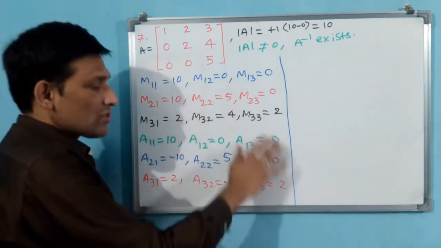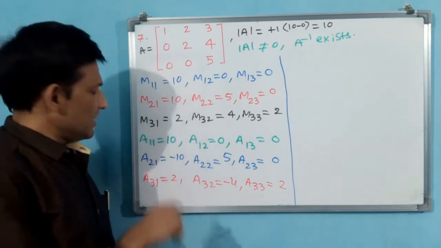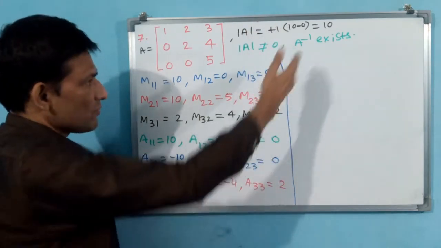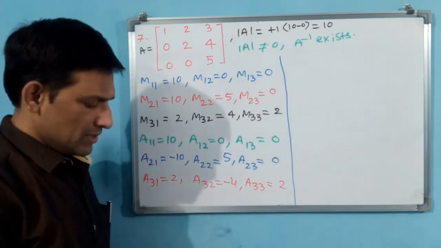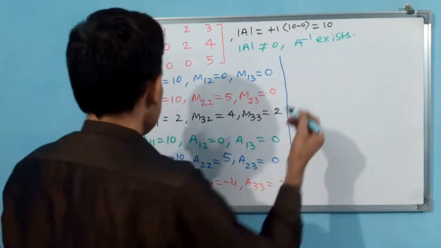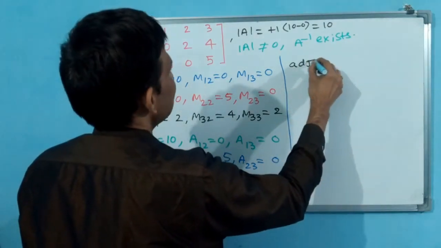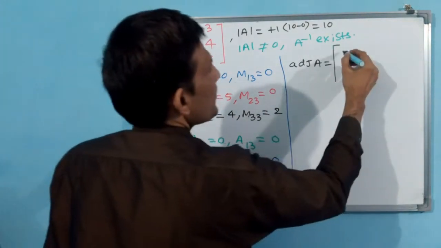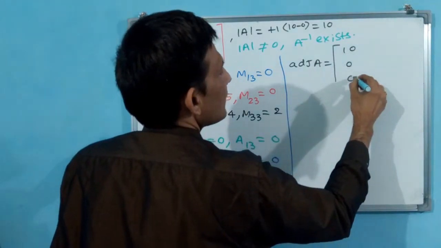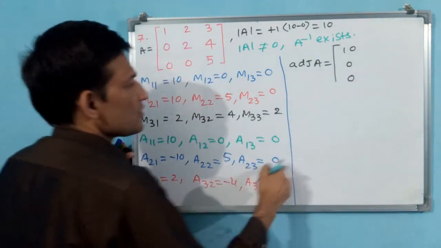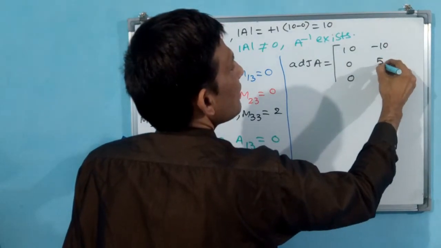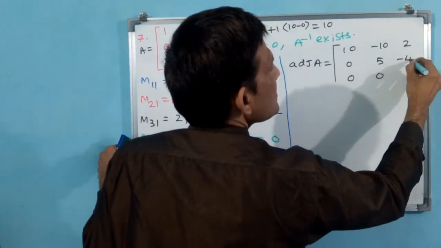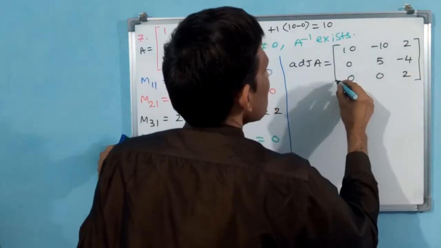Now you see these are cofactors. Adjoint A means these row cofactors have to become columns. First row, first column, second row, second column, third row, third column. If you write, that is going to become adjoint. Let us write adjoint A is equal to 10 0 0, minus 10 5 0, 2 minus 4 2. Okay, now this is adjoint.